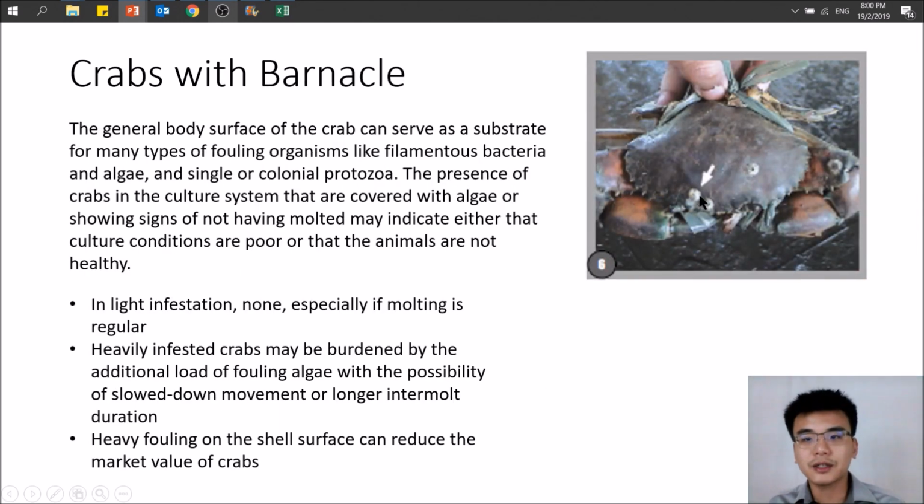Crabs with barnacles, this is what that looks like. It basically means that the crabs have not been molting in a very long time. It's been so long that the barnacles have actually grown onto it. Sometimes if your crabs have a lot of barnacles, it can reduce the perception of the product and of course leads to a lower market value.